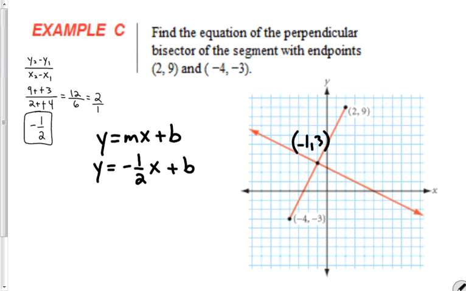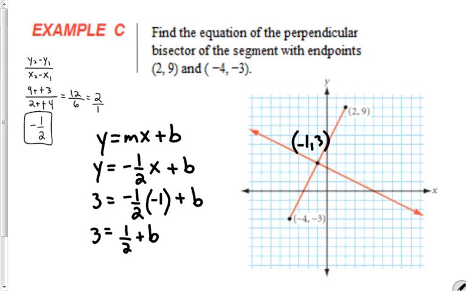So I'm going to use that point and plug it in for x and y, and then solve for b. So y is going to equal 3 because of that 3 right there. So I have 3 equals negative 1/2 x. Excuse me, I want to plug in for x. And I know that x equals negative 1 because of that right there. So let's do times negative 1 and then plus b. Now I have an equation where b is the only unknown and I can solve for it. So let's solve. 3 equals negative 1/2 times negative 1 is positive 1/2 plus b.